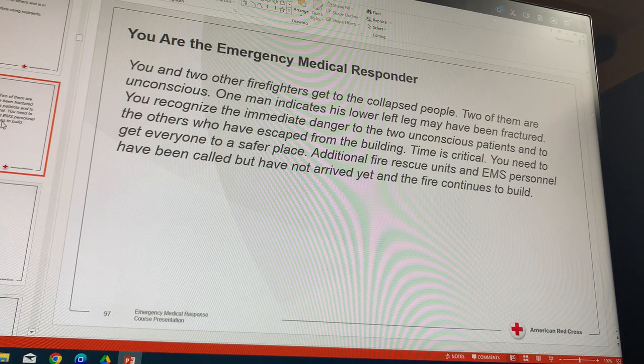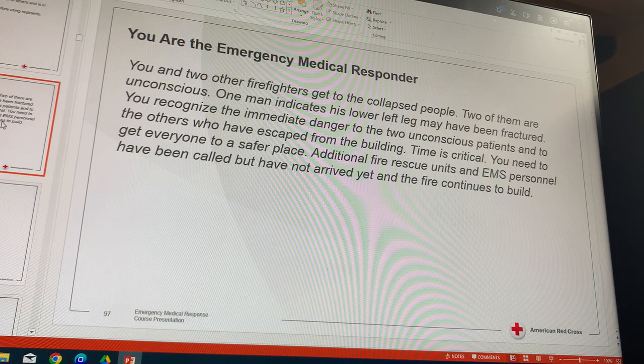All right, on the next slide here, this is a scenario that we will discuss in person. You are the emergency medical responder. You and 2 other firefighters get to the collapsed people. 2 of them are unconscious. One man indicates his lower left leg may have been fractured.